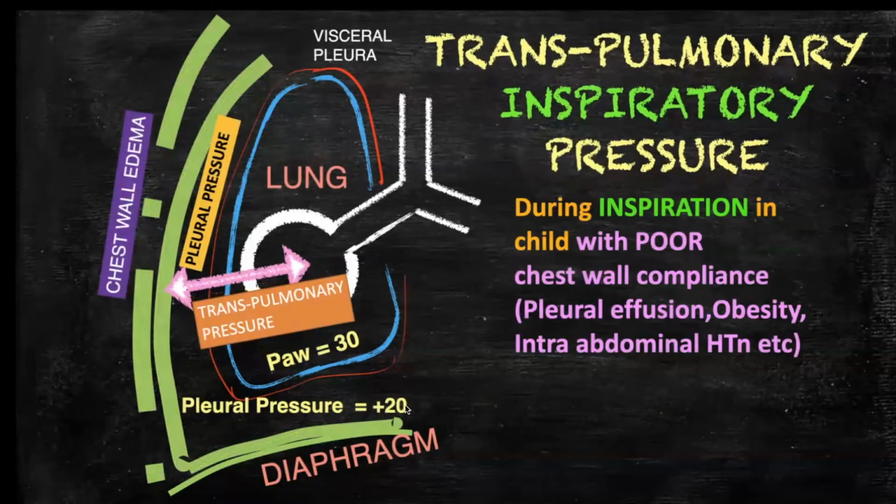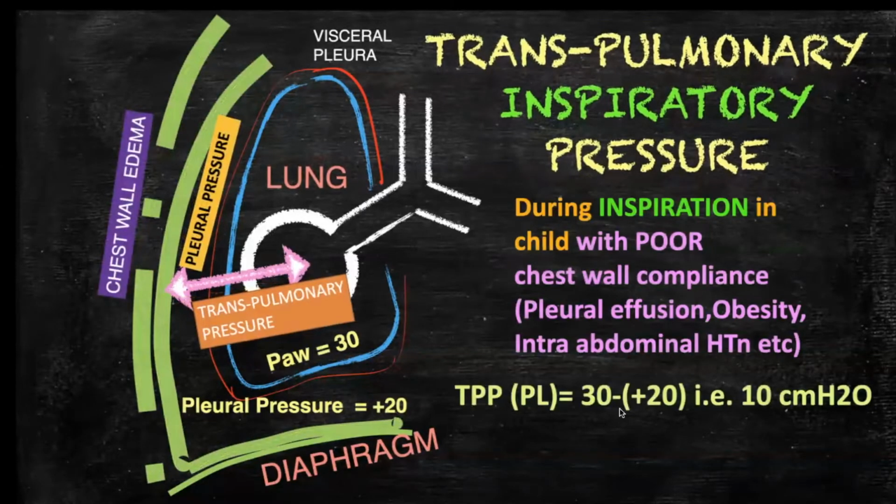Your pleural pressure is now plus 20, and your transpulmonary pressure is only 30 minus plus 20, that is 10 centimeters of water. So your airway pressure displayed on the ventilator screen is 30, but the pressure at the level of the alveoli expanding the lungs is only 10. So this is a problem, and that is why it is so important to monitor transpulmonary pressure.